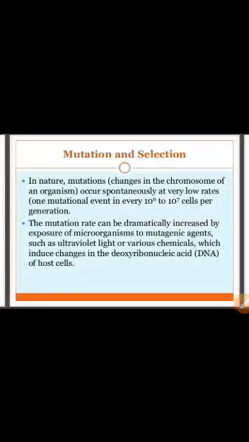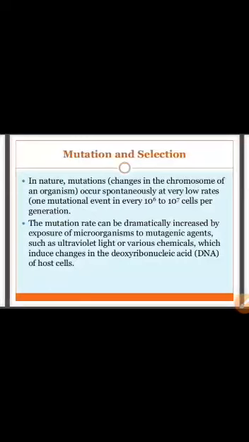So what are mutation and selection? In nature, mutations occur, which are changes in the chromosome of an organism, and they occur spontaneously at a very low rate, right? One mutational event in every 10^6 to 10^7 cells per generation. It means a sudden change in any of the chromosomes of an organism. It occurs by induction or spontaneously, meaning naturally, right?